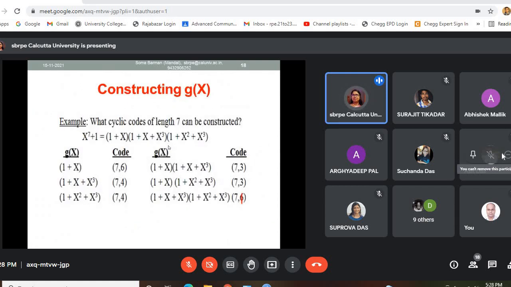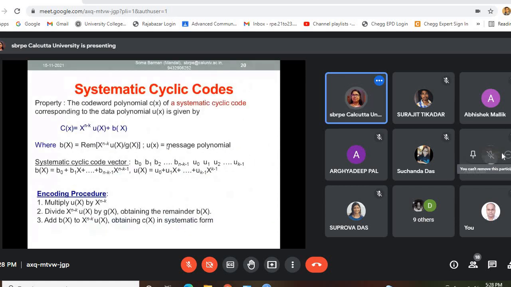Whereas in case of your systematic way, this portion is the parity bit, and this is your message bit, like your linear block code. So bx is b0, that is the remainder portion. This polynomial can be written of this form. This is mentioned here, and this is your message polynomial.